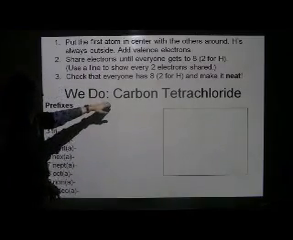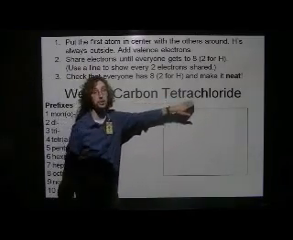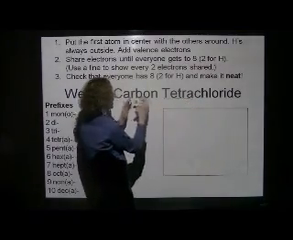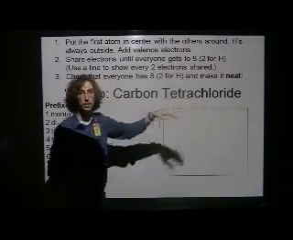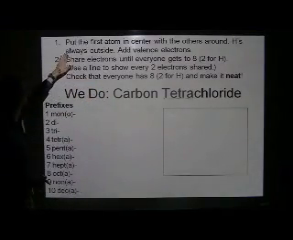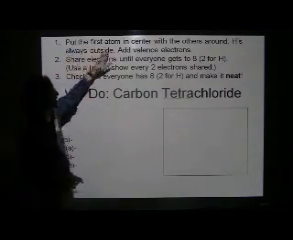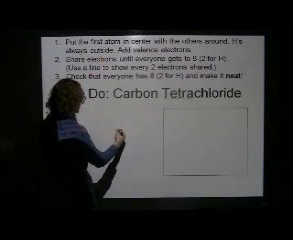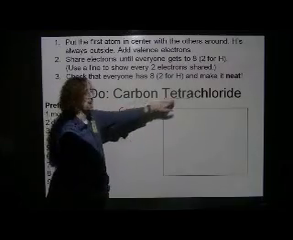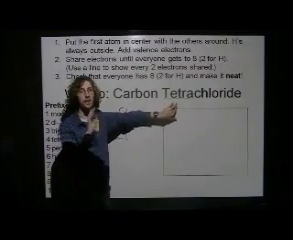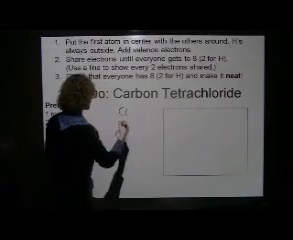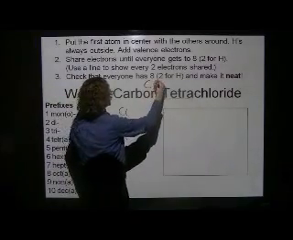All right, so first thing, we're starting with carbon tetrachloride. So we're going to ignore the tetra for a second. That's carbon and chloride, so we've got C and Cl. Step 1 says to put the first atom in the center with the others around. So that means we're going to have a carbon in the middle with a chlorine around it. Now this tetra here is a prefix. We'll learn about those after Christmas. But tetra means 4, so we have 4 chlorines. So the formula for this would be CCl4.